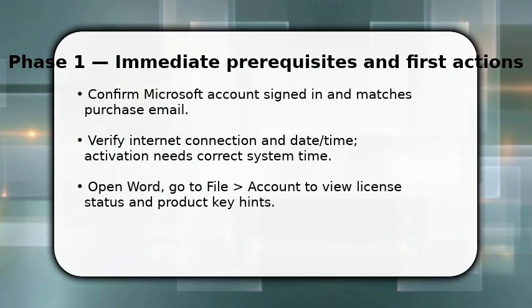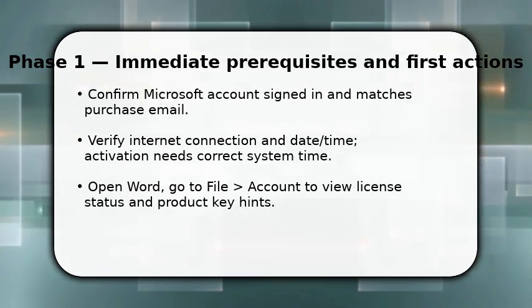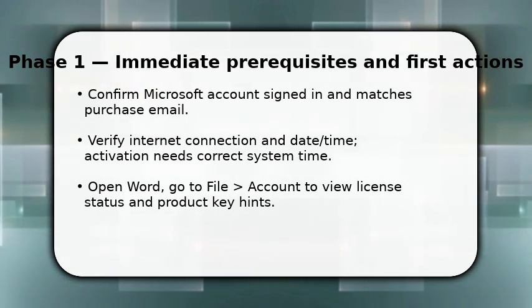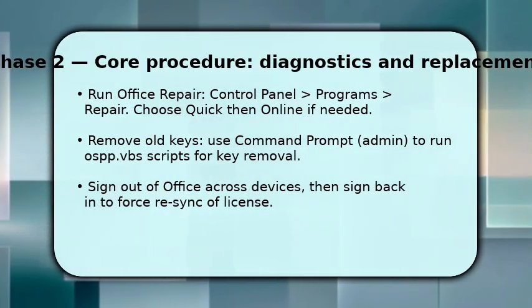Next, repair the activation components to fix corrupted files. Start with Control Panel, Programs, run Quick Repair, and if that fails, run Online Repair because it reinstalls activation components.